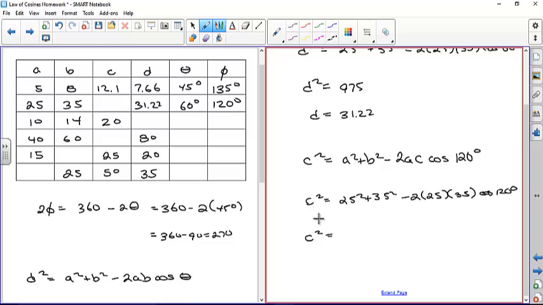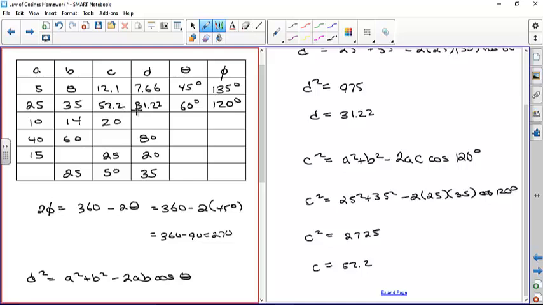Ooh, that's a big number. Must have done something wrong. Yep, made two mistakes. 25 squared plus 35 squared minus 2 times 25 times 35 times cosine of 120. You get 2,725. Take the square root of that, and you get 52.2. So this is 52.2, which is greater. So that all makes sense.